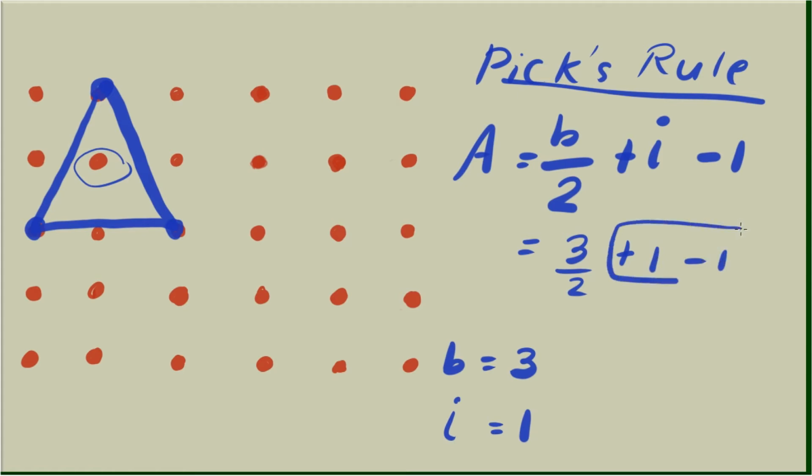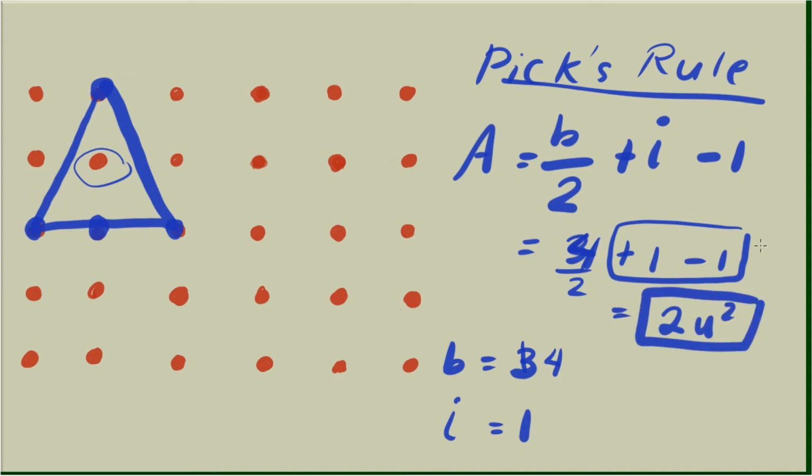Okay, so 1 plus negative 1 is 0. Sorry, I missed. The boundary points are not just 3, we have 4. This is considered a boundary point. So that's 1, 2, 3, 4. So our boundary points, excuse me, that's a 4. So this should have been a 4. So 4 over 2 is 2. So 2 units squared, that's the area of this triangle using Pick's rule.